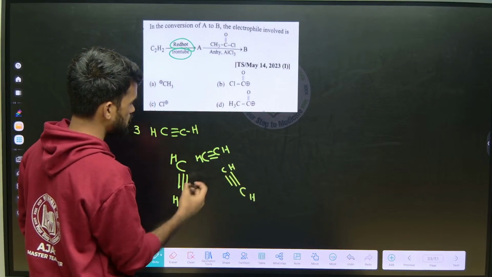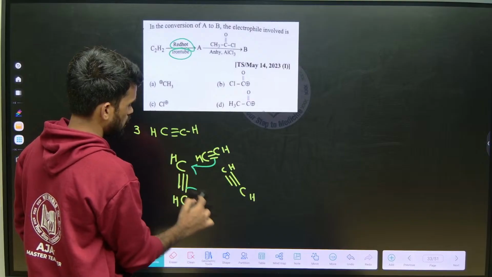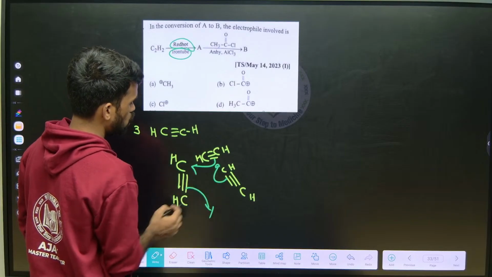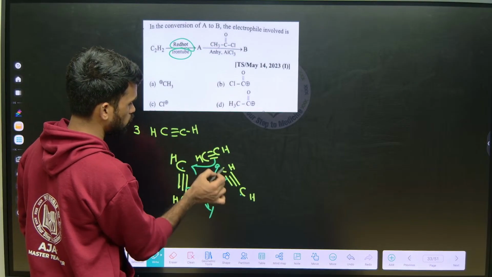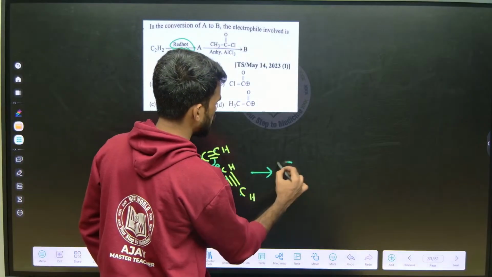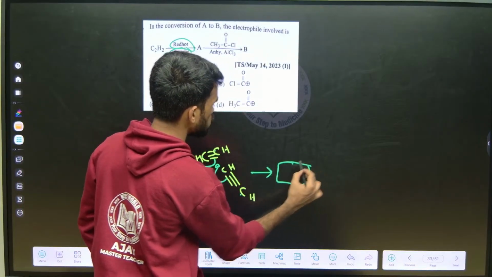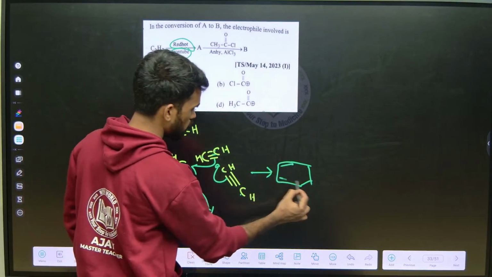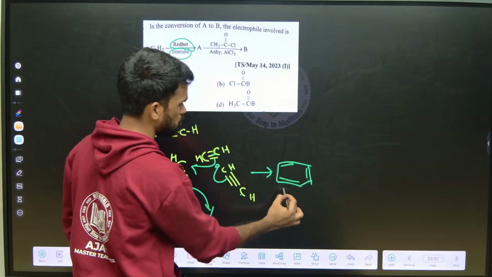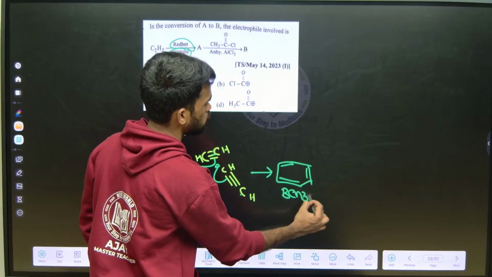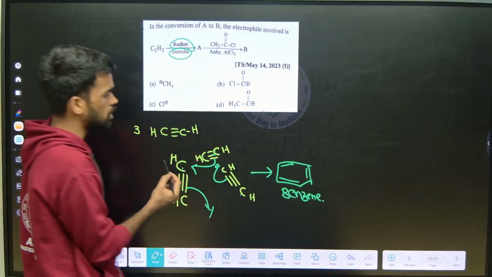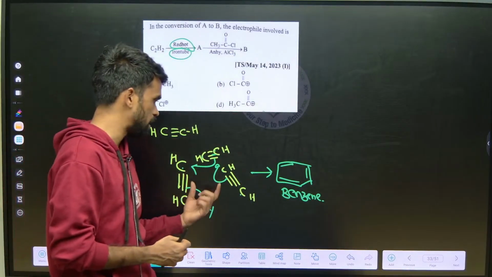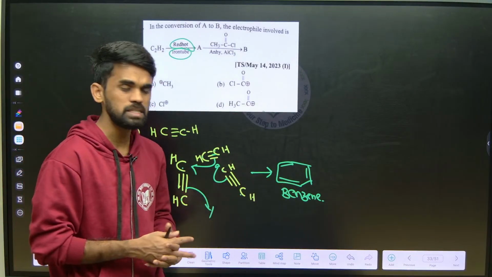Now a cyclic ring is formed here like this. How many carbons are there? 1, 2, 3, 4, 5, 6. A 6-membered ring is formed with conjugated pi bonds, one alternate sigma bond and again a pi bond like this. This is nothing but our benzene. So acetylene undergoes polymerization, particularly trimerization, and gives benzene as your product.